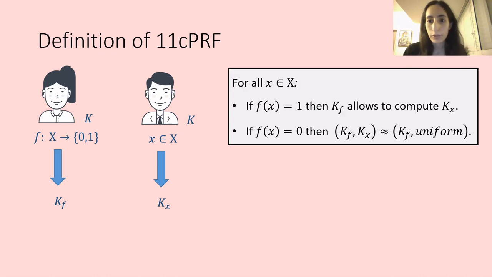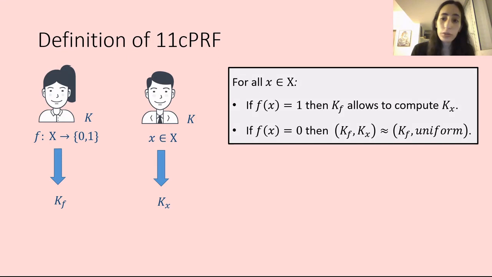First of all, we want that if f authorizes x, which means that f of x equals 1, then given k sub f, it is possible to reconstruct k sub x. So another way of saying this is that k sub f encodes in it all of the values k sub x for all of the x's that are authorized by f. On the other hand, for security, we want that if x is not authorized by f, then even given k sub f, the value k sub x looks uniform. It is distributed uniformly, even given k sub f.